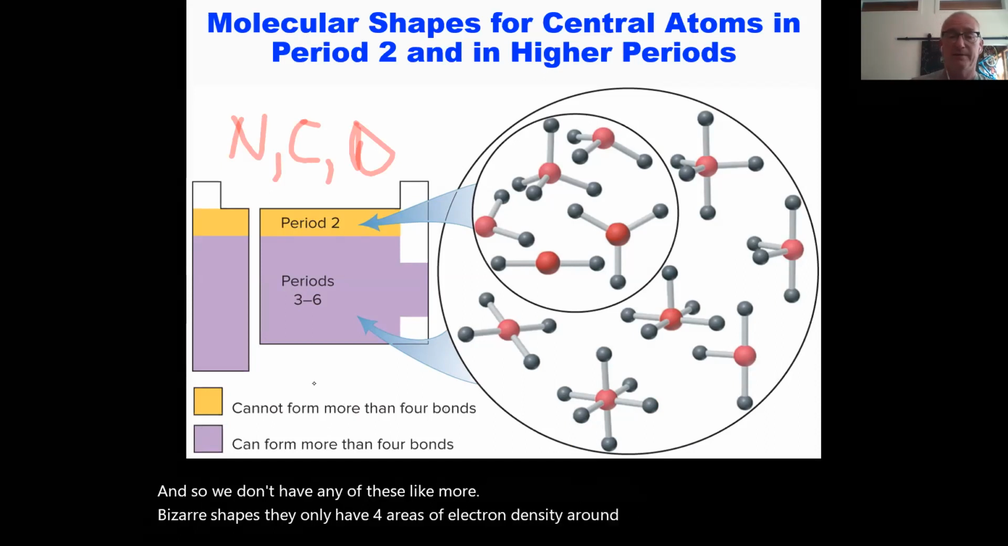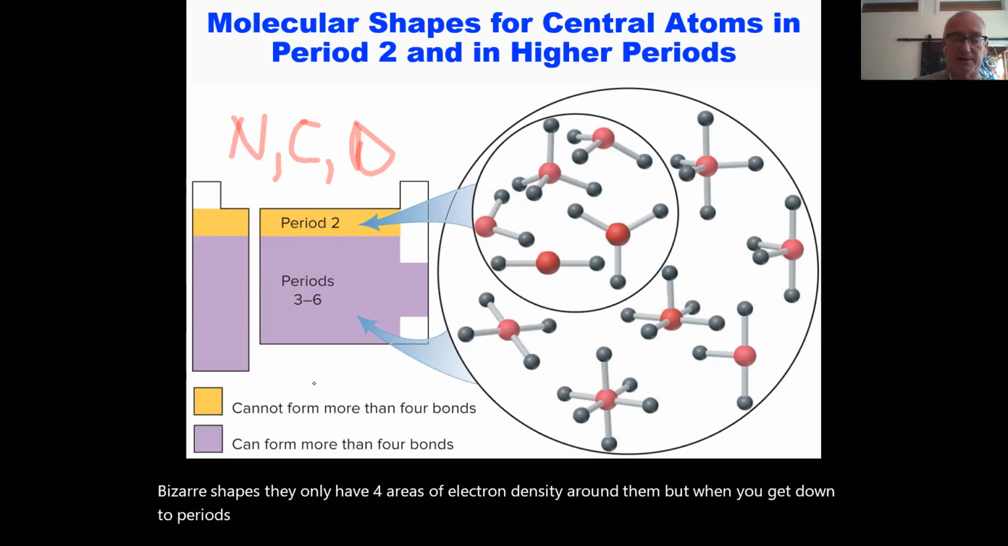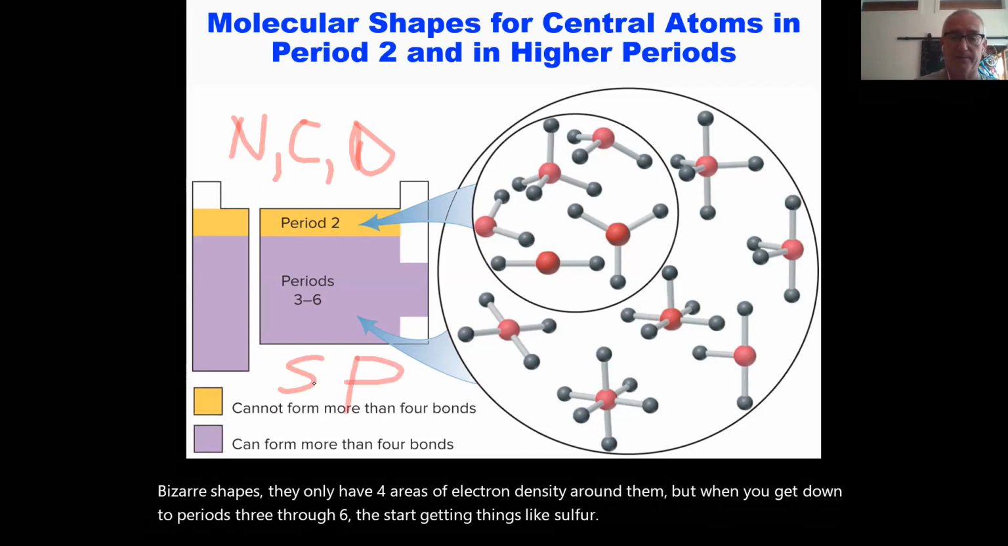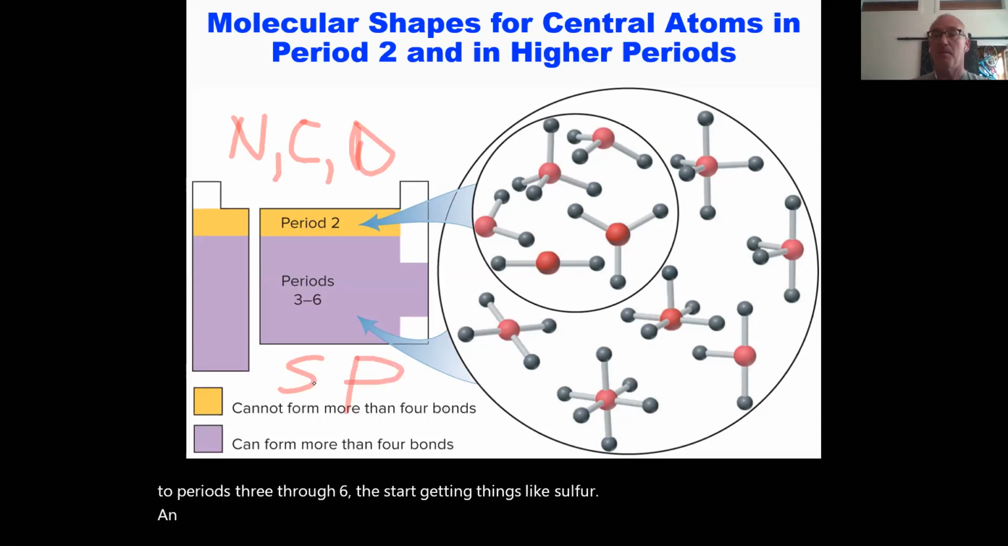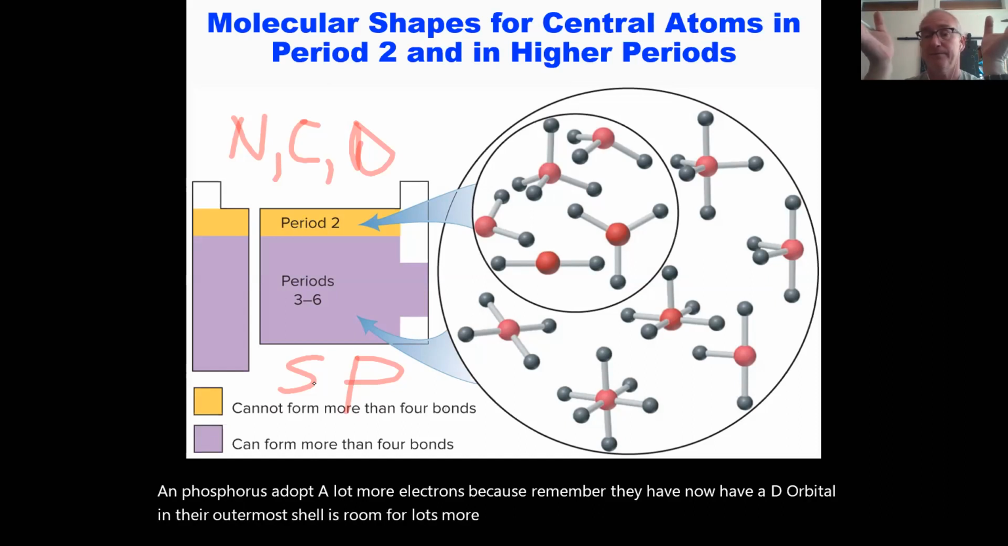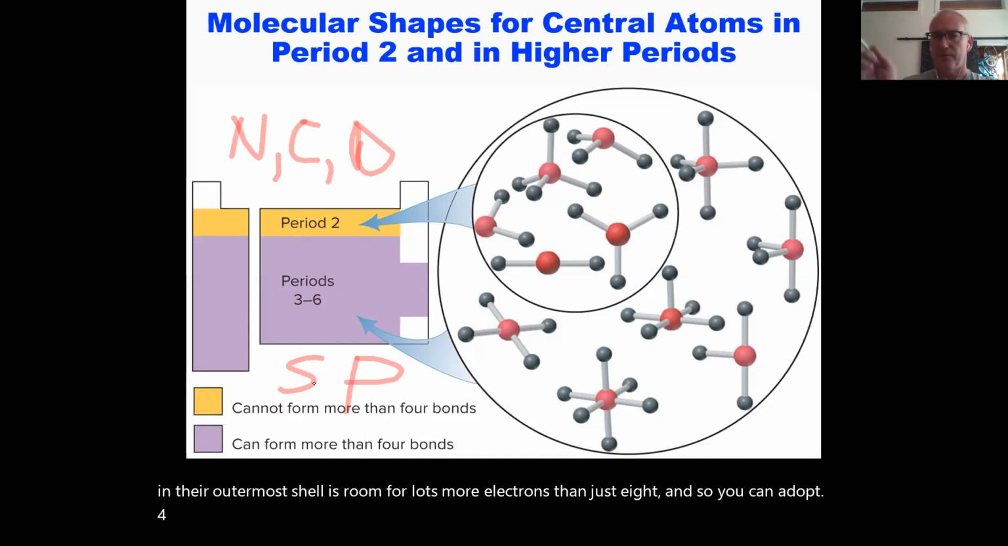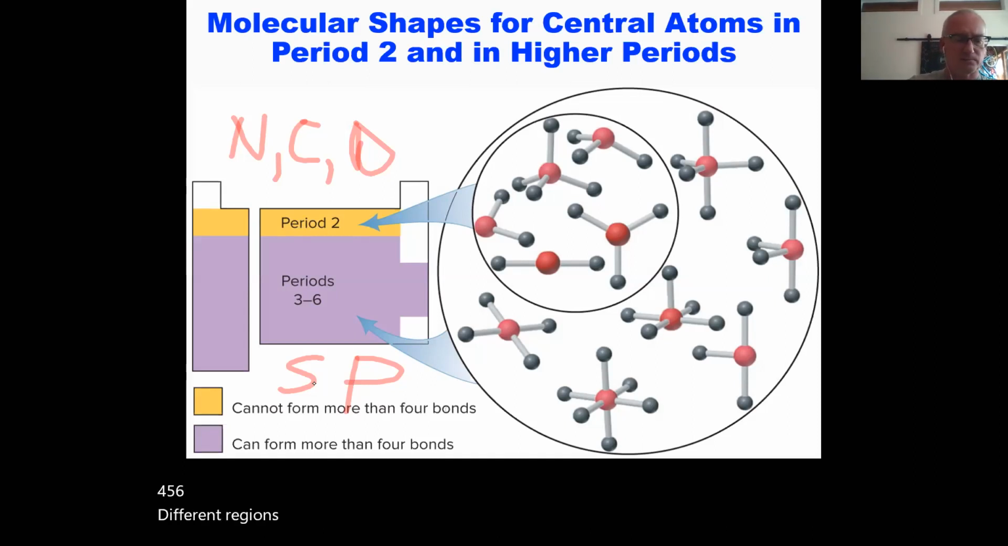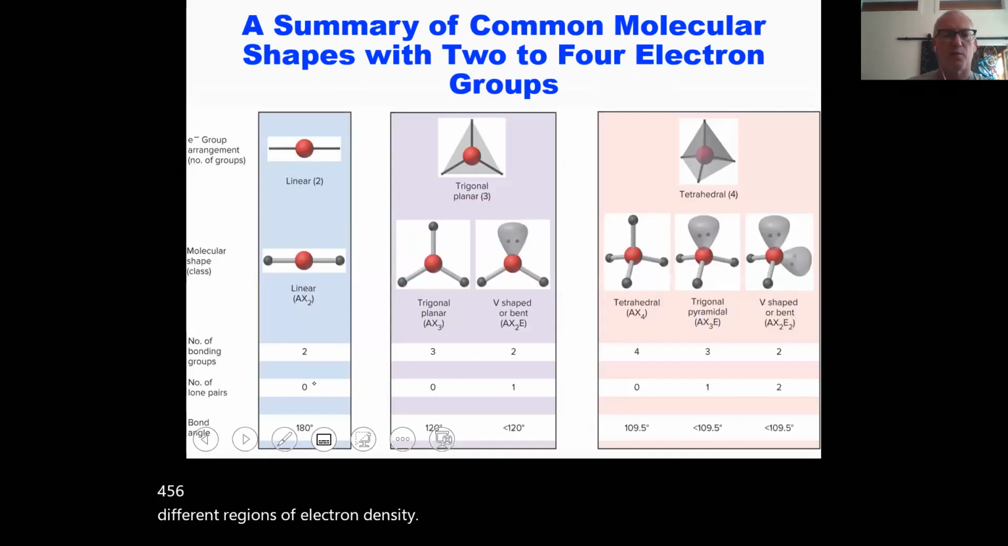But when you get down to periods 3 through 6, you start getting things like sulfur and phosphorus. They can adopt a lot more electrons, because remember, they now have a d orbital in their outermost shell. There's room for lots more electrons than just 8. And so you can adopt 4, 5, 6 different regions of electron density. These were 1, 2, 3, and 4. And these sort of made sense.